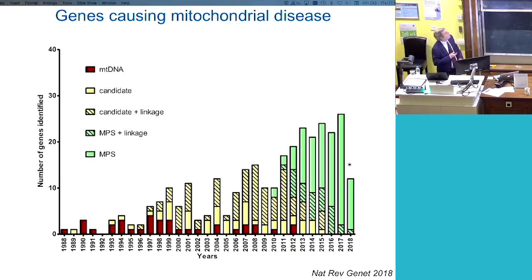And what you'll see is in the early stages the focus was on mitochondrial DNA, but over the last 15 years this has transformed, initially with linkage studies and candidate gene work, and then onto massively parallel sequencing. And several of us are involved in trying to discover new mitochondrial disease genes which will help us understand the system more and provide a diagnosis to our families.